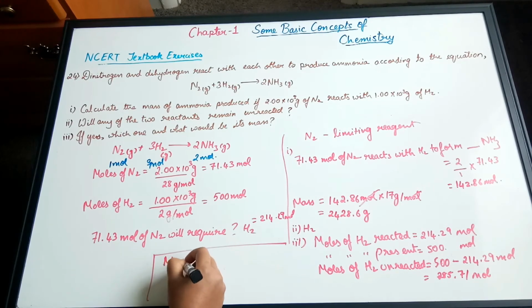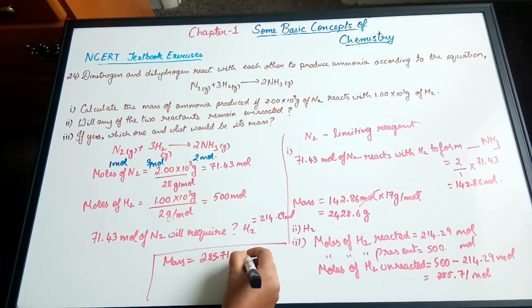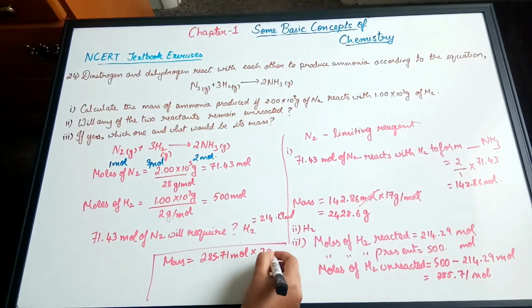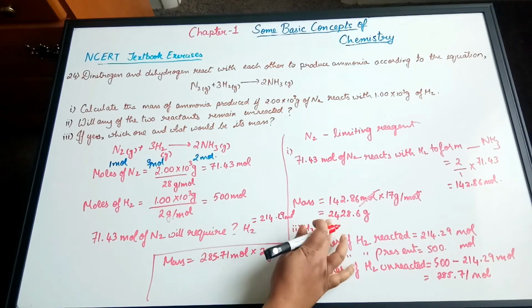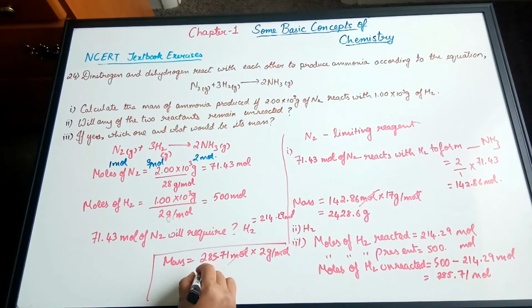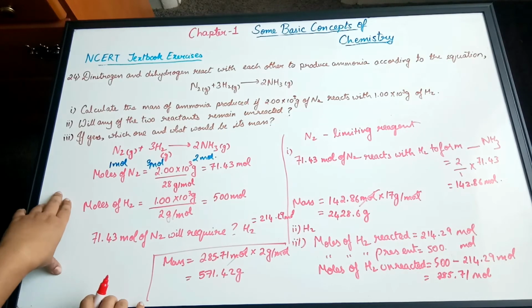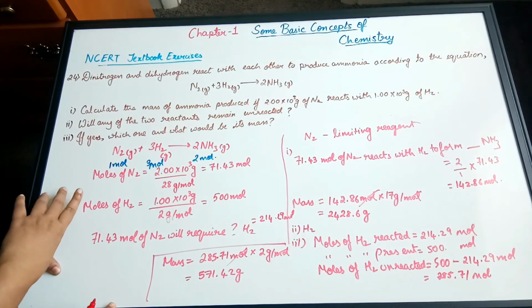So mass of hydrogen which will be unreacted would be equal to 285.71 moles into 2 grams per mole. This is the same thing which we did here. So moles will get cancelled, leaving behind mass, so 571.42 grams.